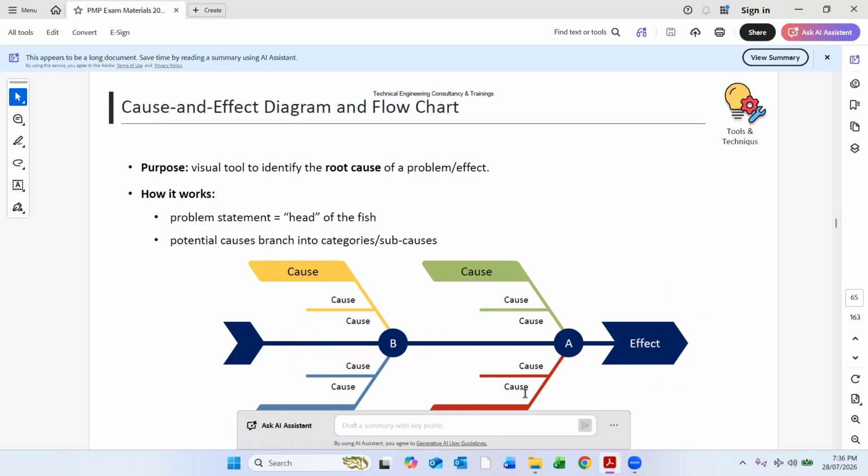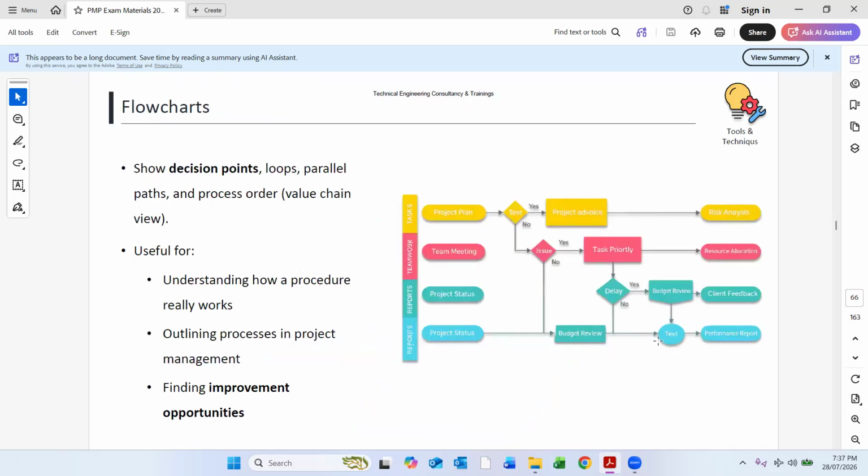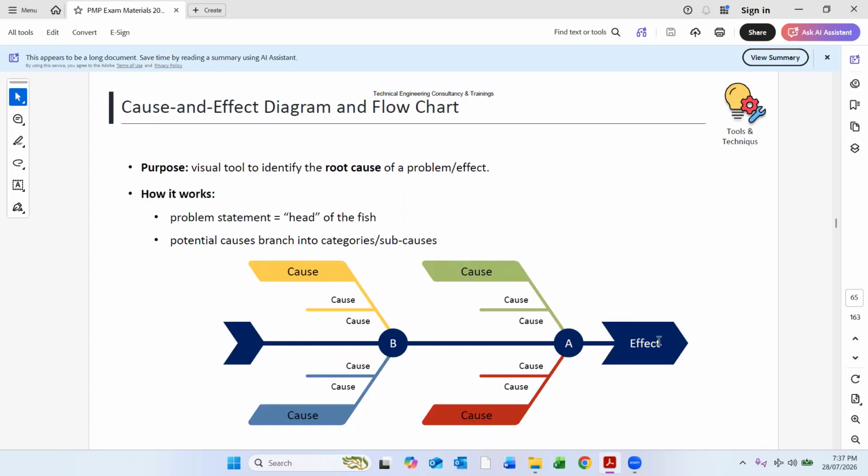And this is the problem. These are the causes, and this is the problem. It is a visual tool to identify the root cause of a problem. So you have causes here, and you can see this is the problem. So this is called the cause and effect diagram, or before it was also called the fishbone diagram.